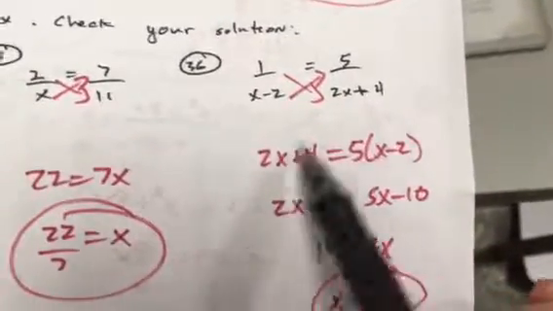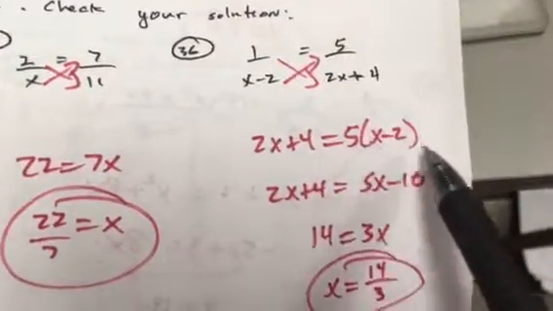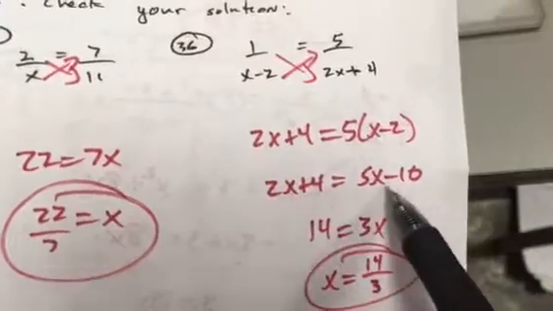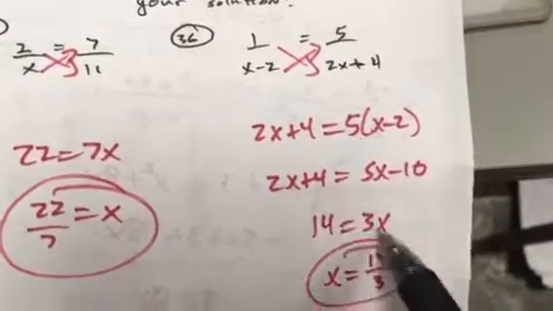1 times 2x plus 4 equals 5 times x minus 2. Distribute, subtract 2x, add 10 to both sides. 14 over 3, 4.6 repeating, same thing.